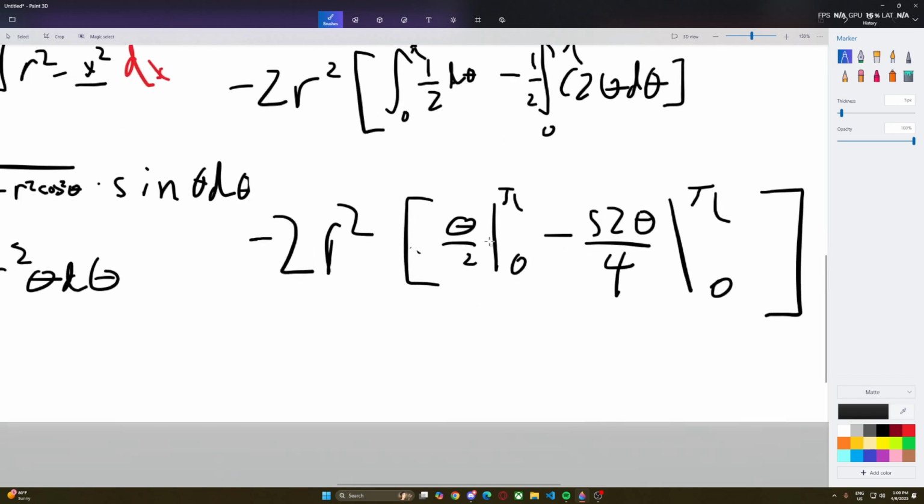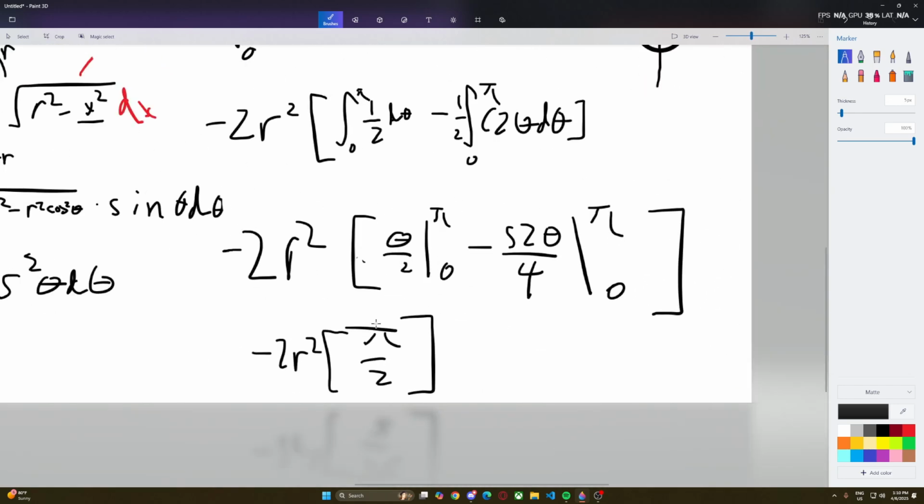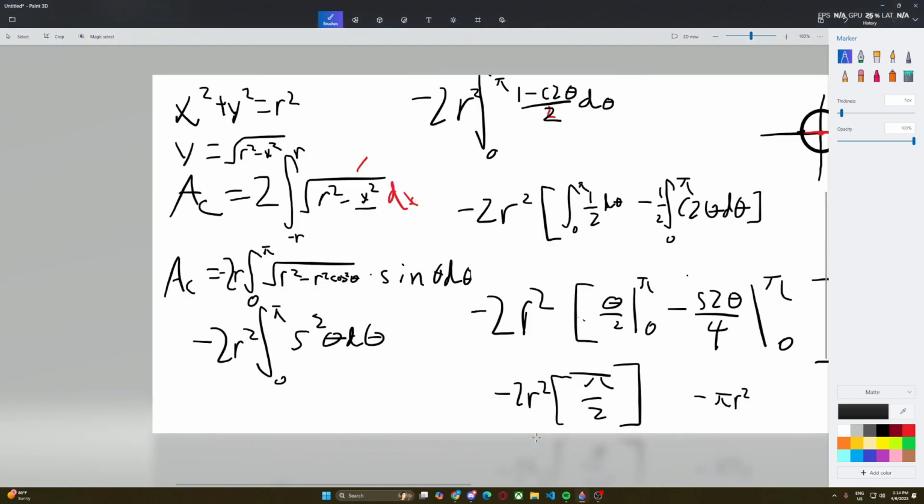And then we solve, you get pi over 2, and then minus sine of 2 pi is simply 0, and sine of 0 is just 0, so you get rid of that, and it's all multiplied by negative 2 r squared. Now, what happened to the negative? I don't even know anymore. So, hold on. Oh, I see where I went wrong.